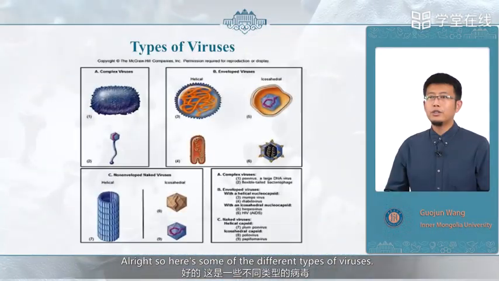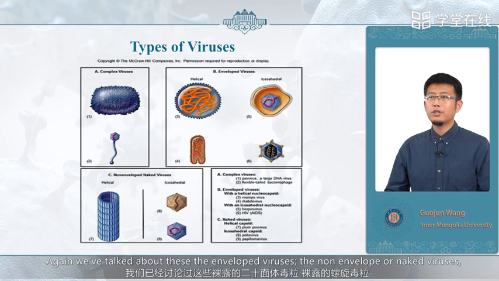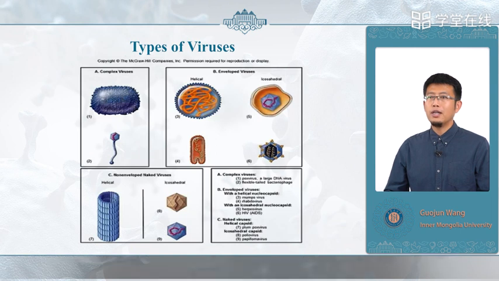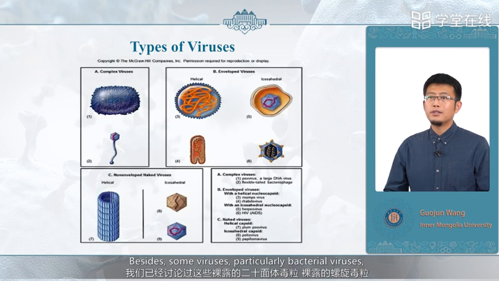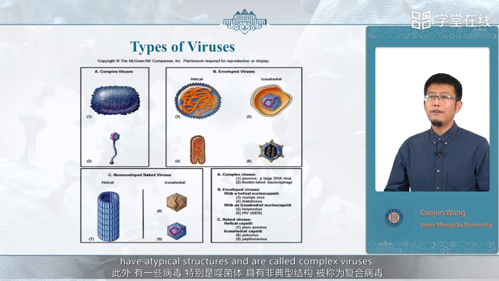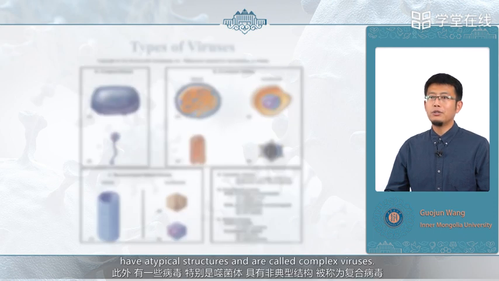Alright, so here are some of the different types of viruses. Again, we've talked about this: the enveloped viruses, the non-enveloped or naked viruses, like rod shape or icosahedral. Besides, some viruses, particularly bacterial viruses, have atypical structures and are called complex viruses.